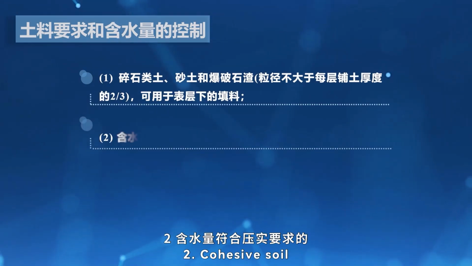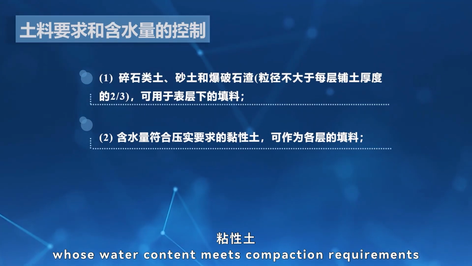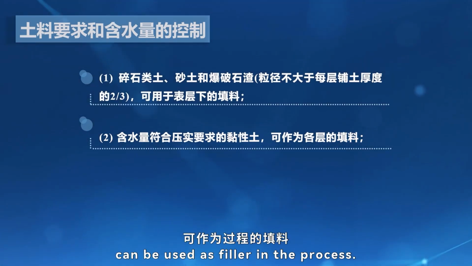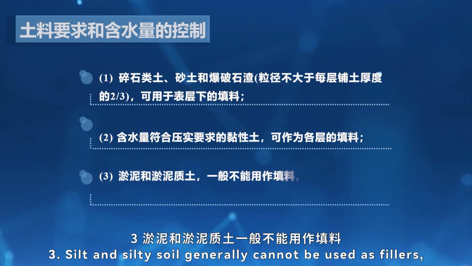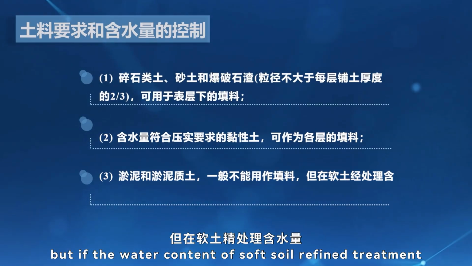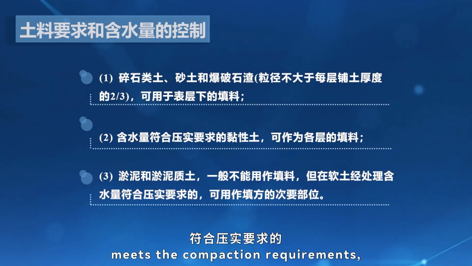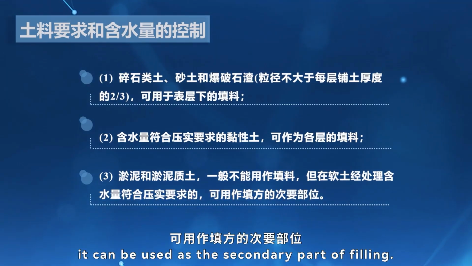2. Cohesive soil, whose water content meets compaction requirements, can be used as filler. Silt and silty soil generally cannot be used as fillers, but if the water content of softer soil, after refined treatment, meets the compaction requirements, it can be used as a secondary part of filling.